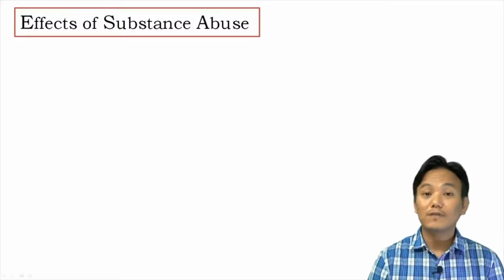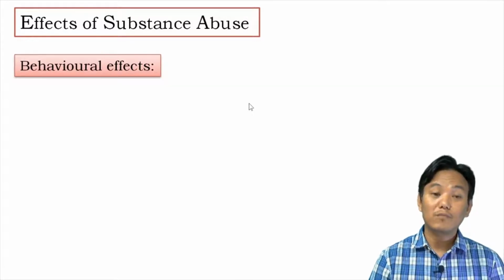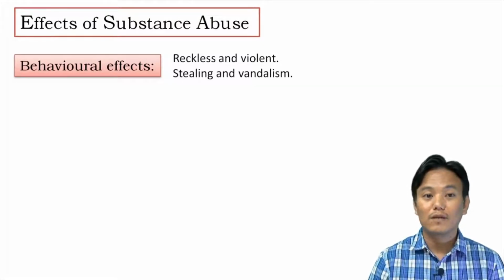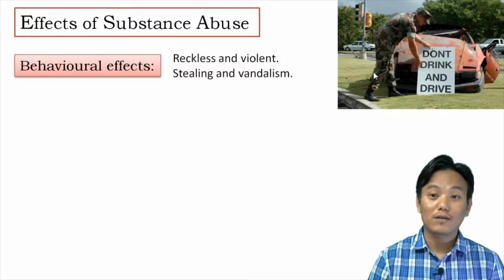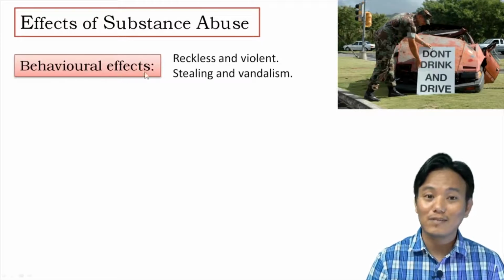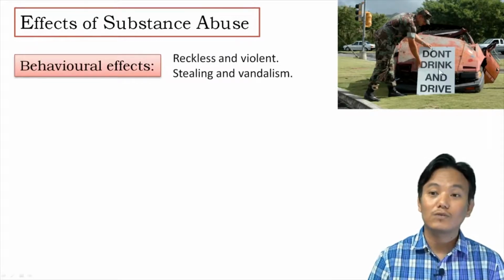What are the effects of substance abuse? Let us first discuss the behavioral effects. People who are into substance abuse are generally reckless and violent. They also resort to stealing and vandalism. Now, reckless behavior is very evident in people who are drunk. For example, when drunk people drive, they know that they have lost their motor capabilities, but still they drive and get into accidents. That is reckless behavior, because they are not just putting their own lives in danger, but also the lives of others.